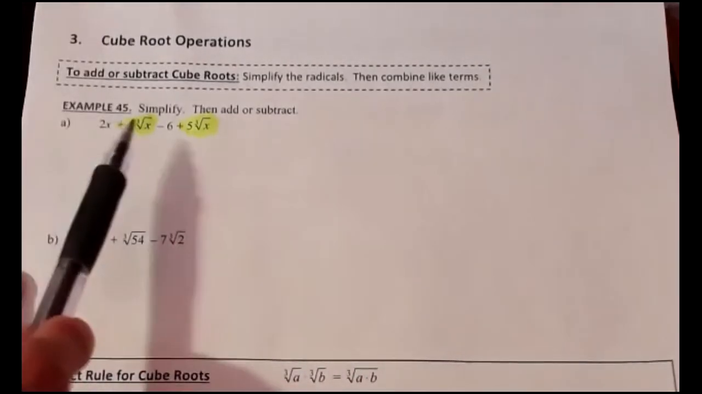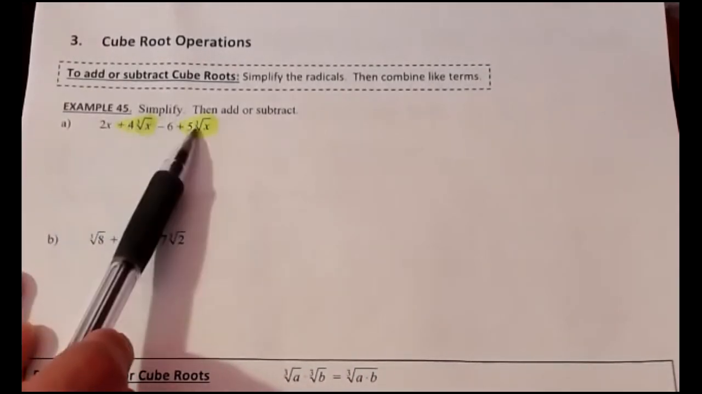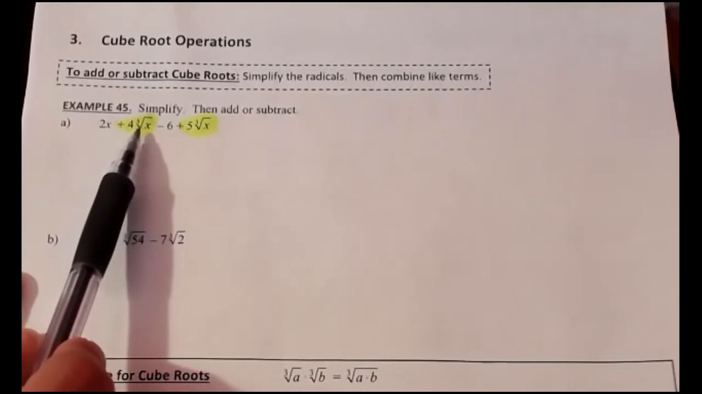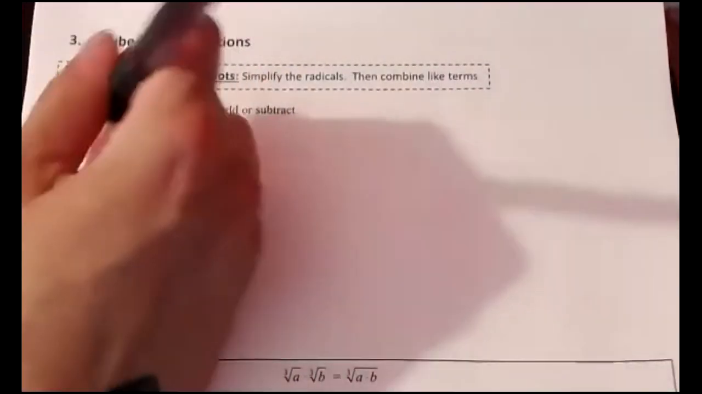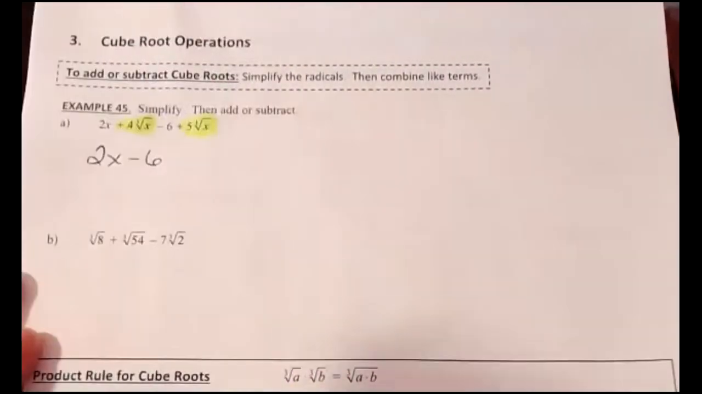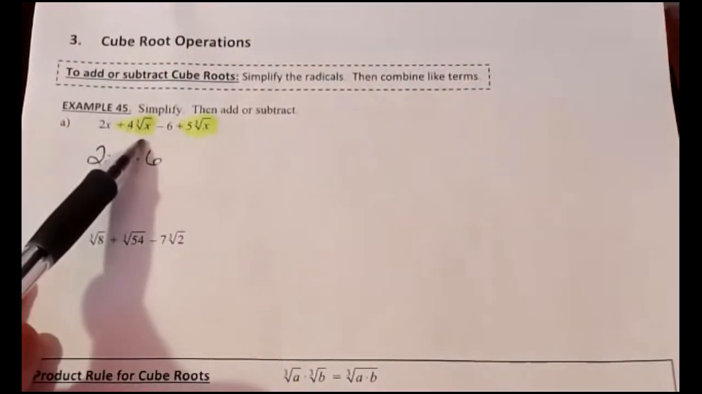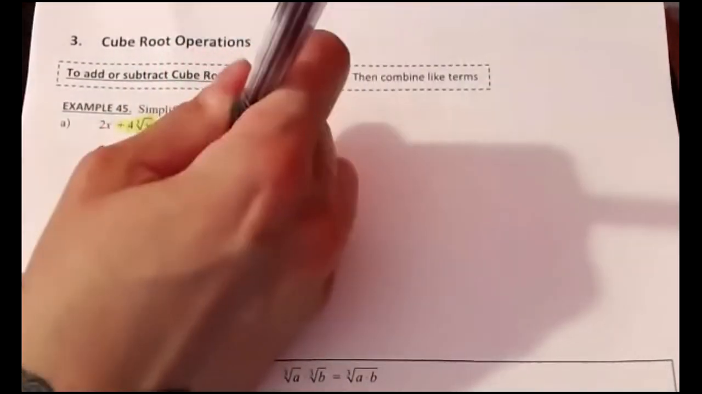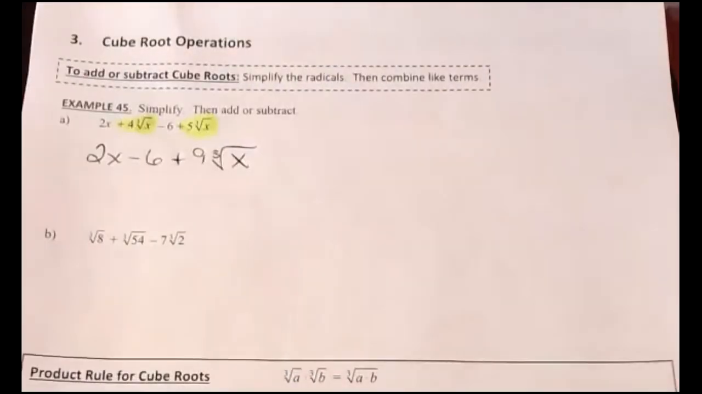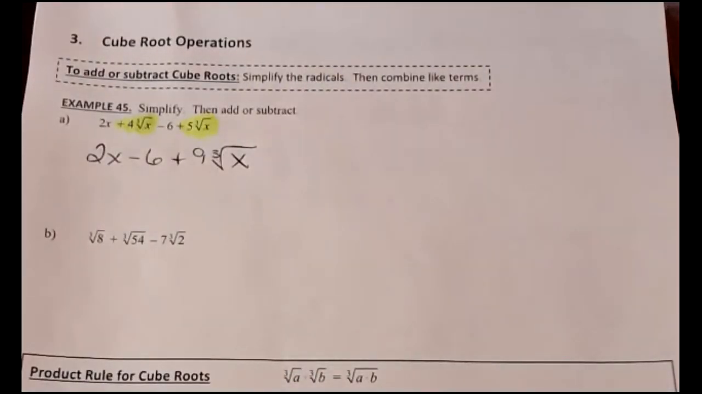Good. They're like terms, so we want to put these together. What I would recommend is maybe putting these at the end. So for instance, we can write 2x minus 6 and then 4 cube roots of x plus 5 cube roots of x is 9 cube roots of x, and you're done. You're just saying how many are there. Oh, there are 9 of them.